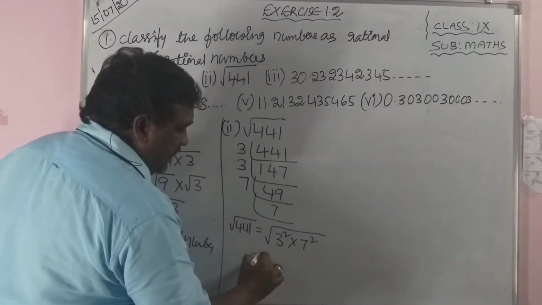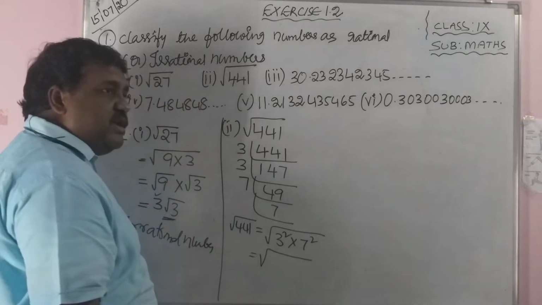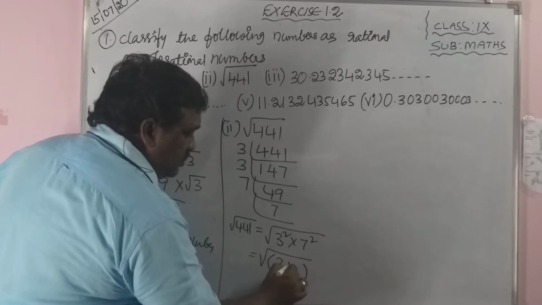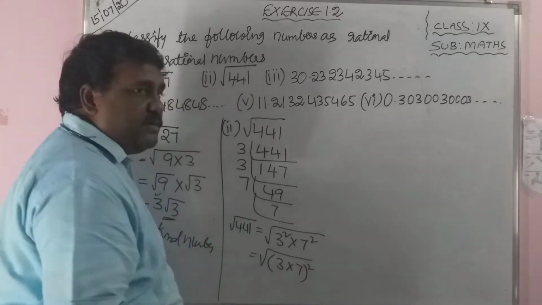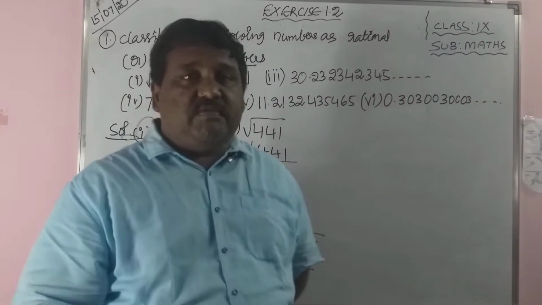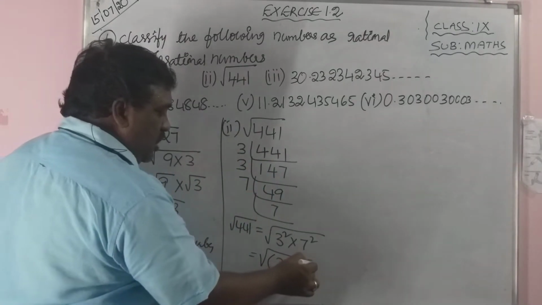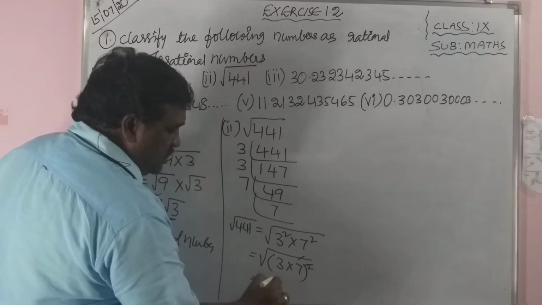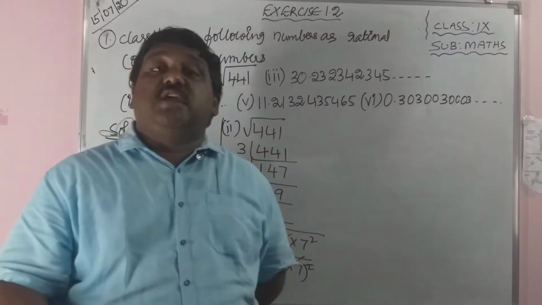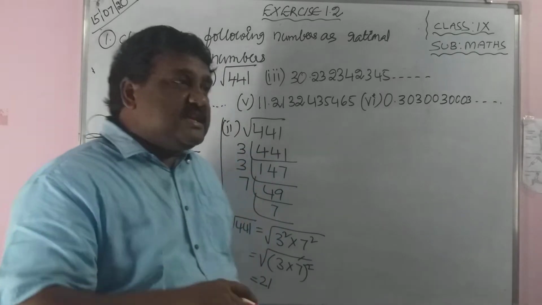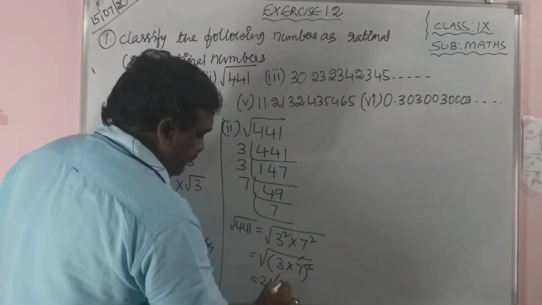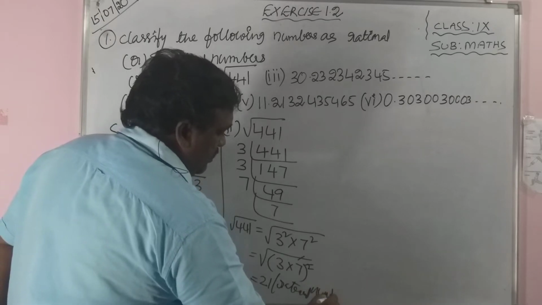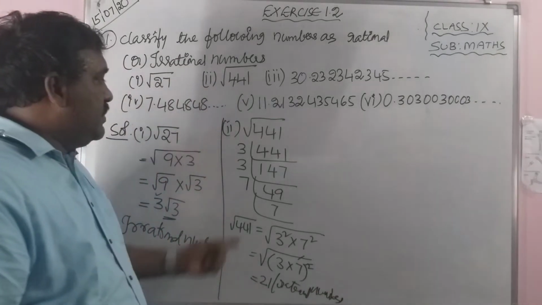Separate roots, or we can write it as 3 into 7 whole square. You know, square root cancels. What we get? 21. What is 21? 21 is a rational number.